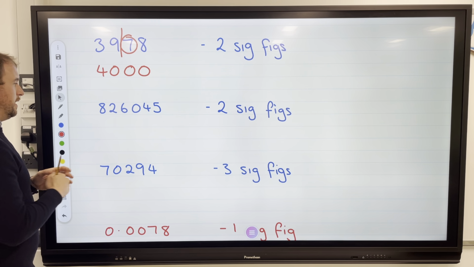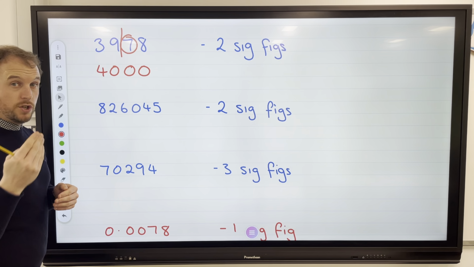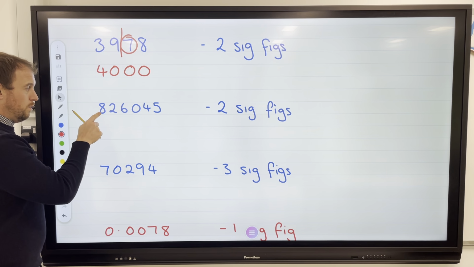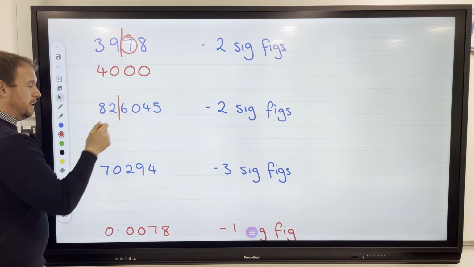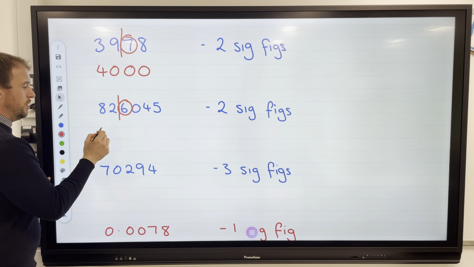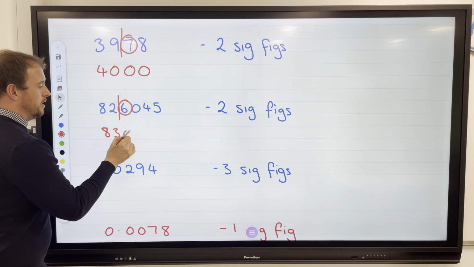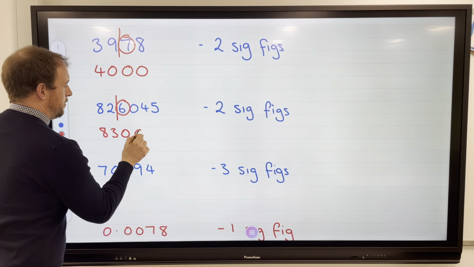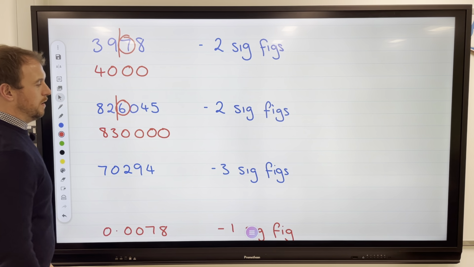Two significant figures. Start with the first non-zero. Well, 8 is a non-zero, so 1, 2. Draw a line. Look at my next digit, which is 6, which pushes the 2 up to a 3. And then don't forget your zeros in as your place value holders.